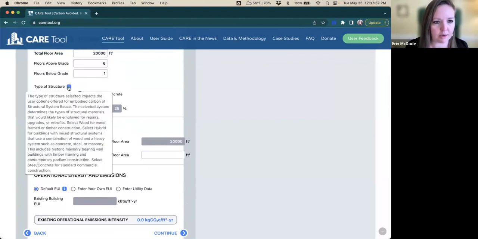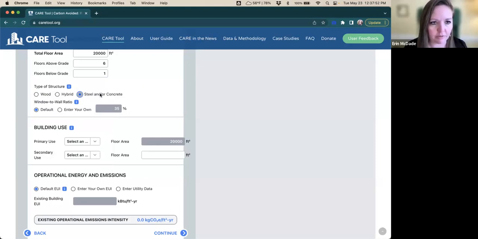Note that there are these information eyes all throughout. We added them whenever we thought there would be any question. And so they all contain a lot of information either about our backend assumptions for this or guidance on how to make the right selection for each of these.